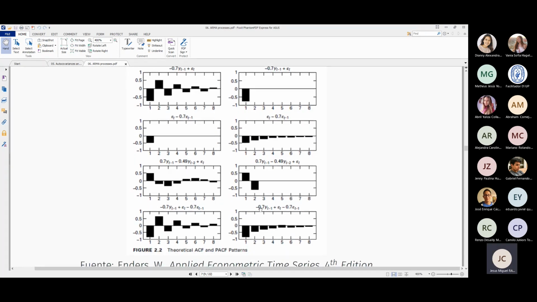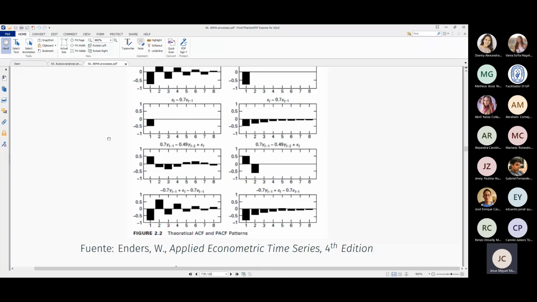Now this is an ARMA 11 because it has an autoregressive and a moving average term. You will see a big coefficient in the first ACF and PACF. Now the ACF should decrease, and also the PACF. It's because of the moving average, and this because it's the autoregressive process.